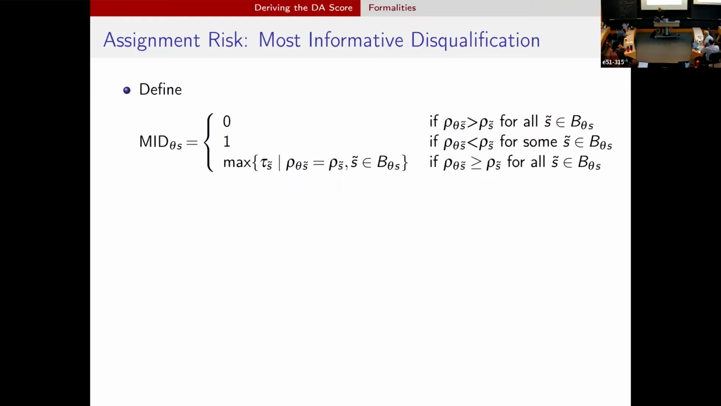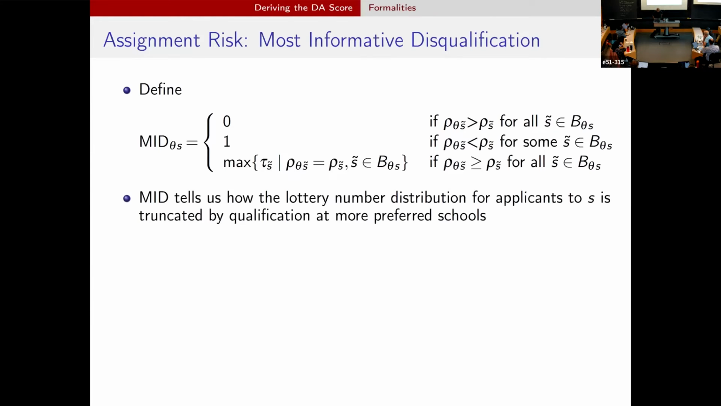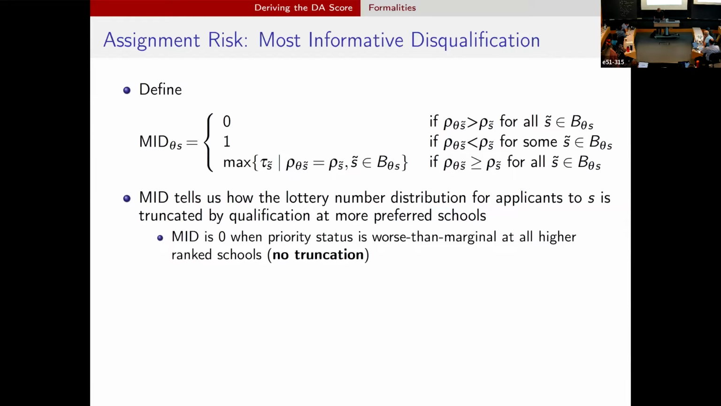Now let me just quickly tell you about this. What is the MID doing? It's telling us how the lottery number distribution is truncated by qualification at more preferred schools. How censored is the lottery number distribution? There are 3 cases here. The first case is there's no truncation at all. The MID is equal to 0.